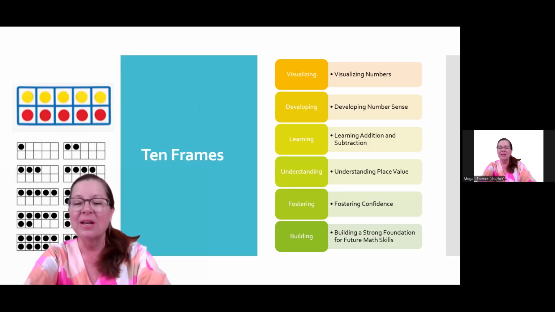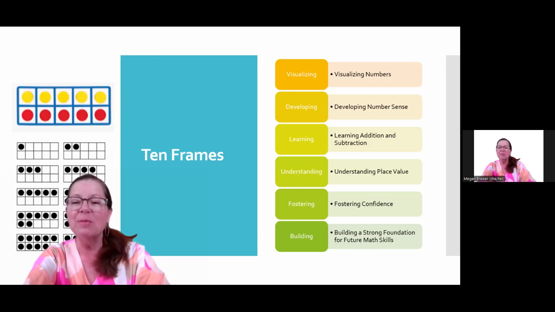Understanding place value. 10 frames help children understand the concept of place value, particularly the relationship between the ones and the tens. When children are using multiple 10 frames, children can see how a group of 10 counters is equivalent to a single 10.